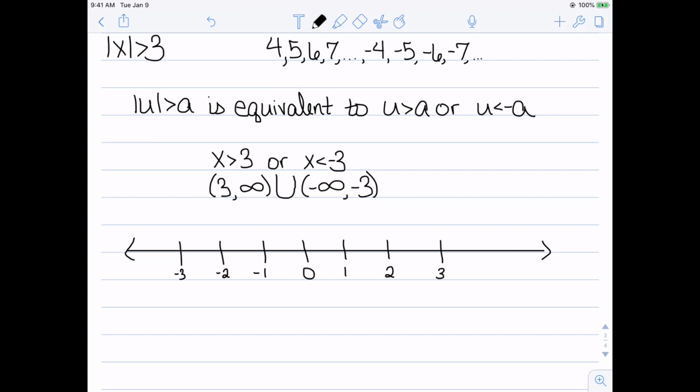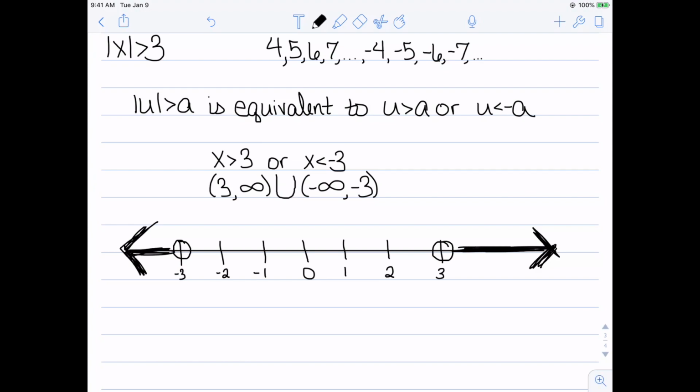Here I have a number line. I want to consider all the numbers bigger than 3, so I use an open dot on 3 and shade to the right. I also want to consider all the numbers less than -3, so I use an open dot on -3 and I shade to the left. So this is what these look like.